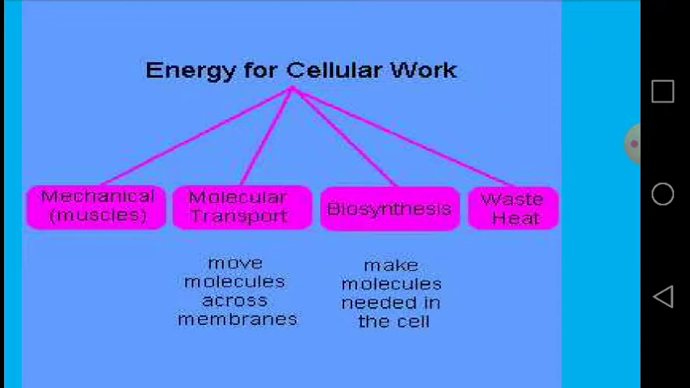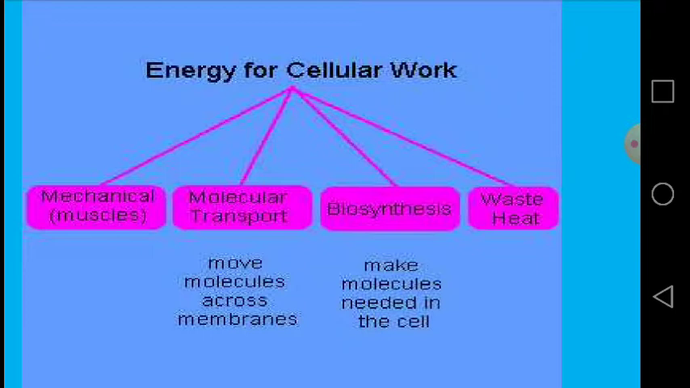What are those? First of all is muscle contraction. When the muscle cells in an animal contract to produce movement, they convert the chemical energy from respiration into kinetic energy. A very important function in which the energy from respiration is used is the synthesis of molecules. Building large molecules from smaller ones requires chemical energy. For example, the synthesis of proteins from amino acids.